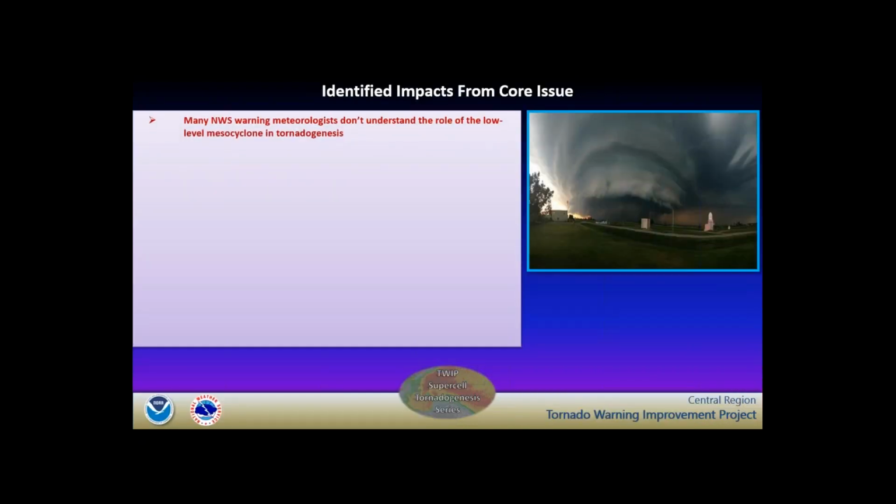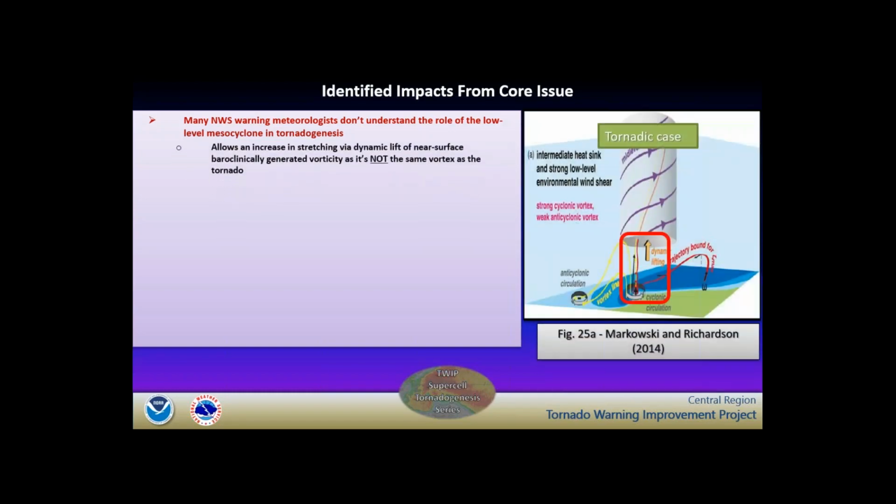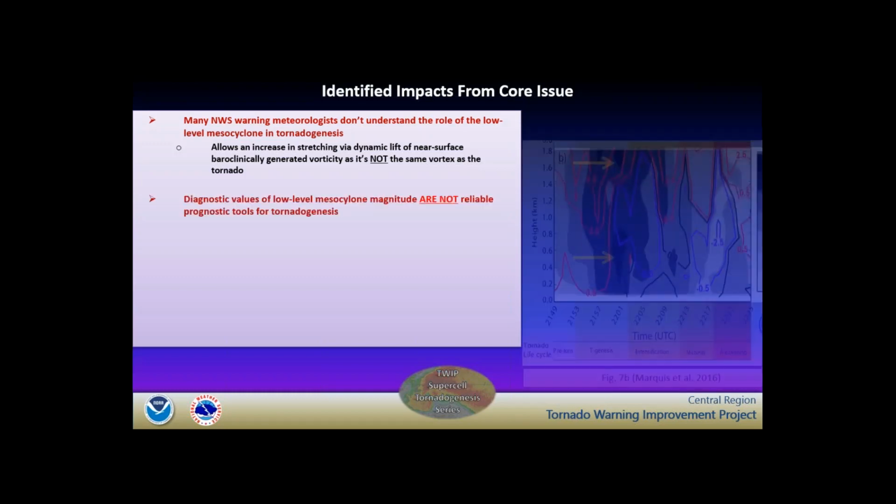So a key impact from this core issue is that many warning mets don't really understand the role of the low-level mesocyclone in tornadogenesis. You know, research tells us that one of the primary tasks of the meso is actually to increase stretching via dynamic lift of near-surface baroclinically generated vorticity. It's not the same vortex as the tornado. So what we're seeing with the 88D is, in most cases, not the tornado.